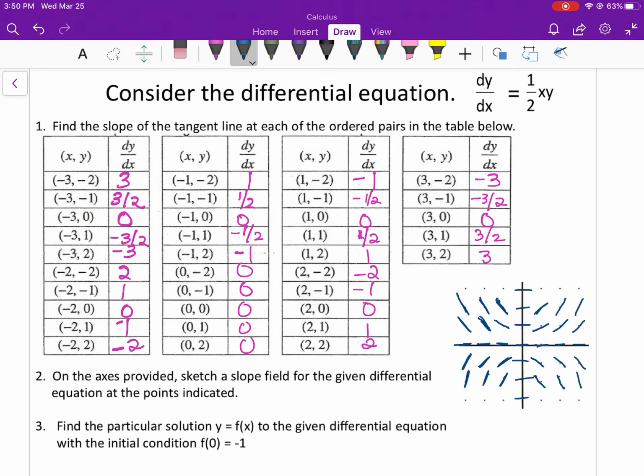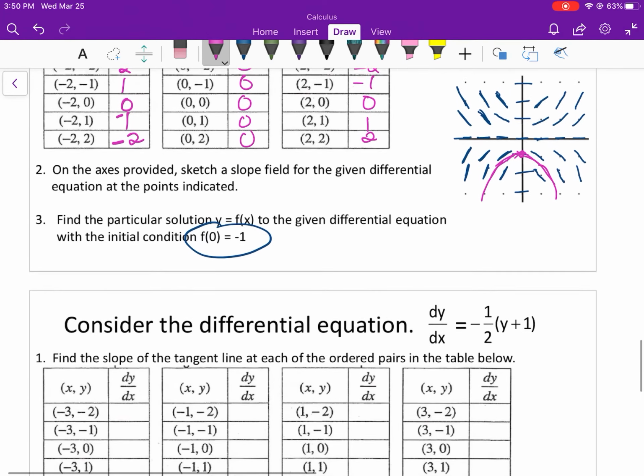Okay, so we're going to try to find a solution that goes through 0, negative 1. 0, negative 1 is right here. So maybe we can't cross that horizontal line of slopes, so maybe it's something like that. And again, we'll be working on getting the exact equation down the road.